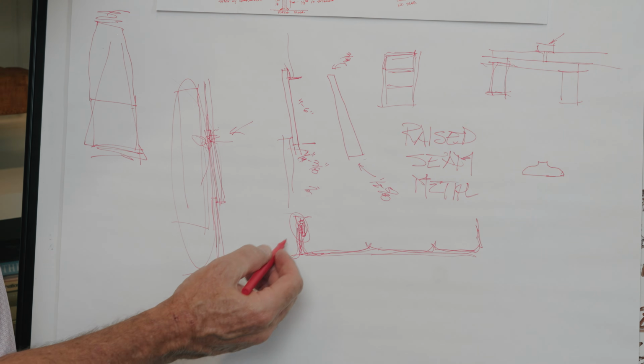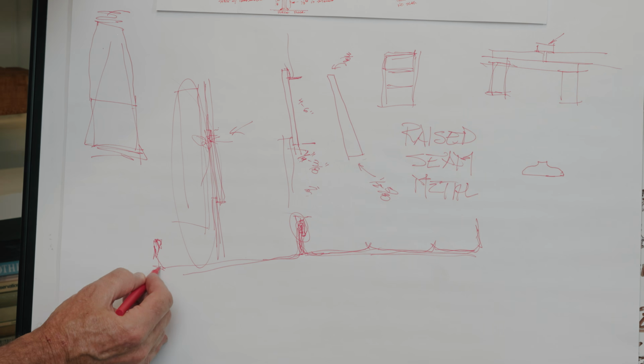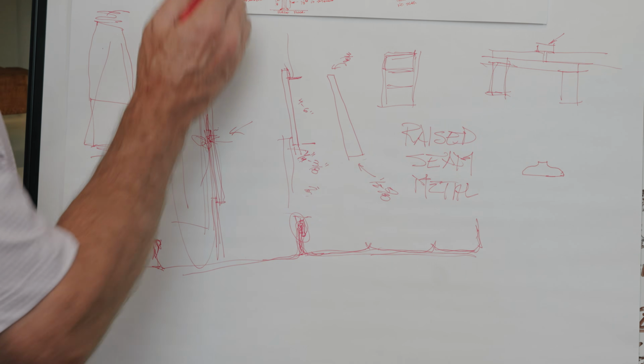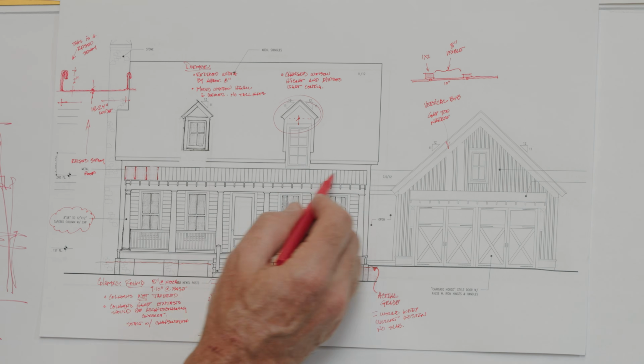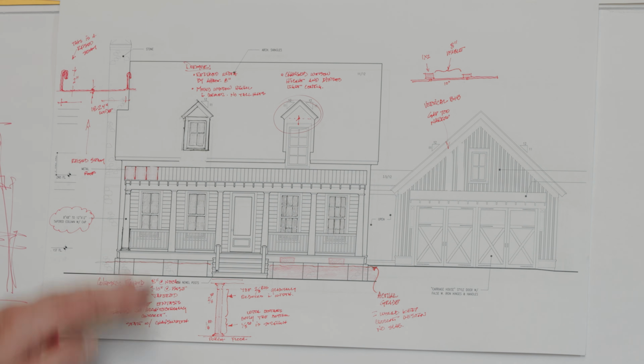The most traditional thing is a flat piece of metal that goes across that's raised, that's then crimped together and runs across. So you'll see that instead of having all these lines again, okay, we have this raised seam metal roof that runs across here.